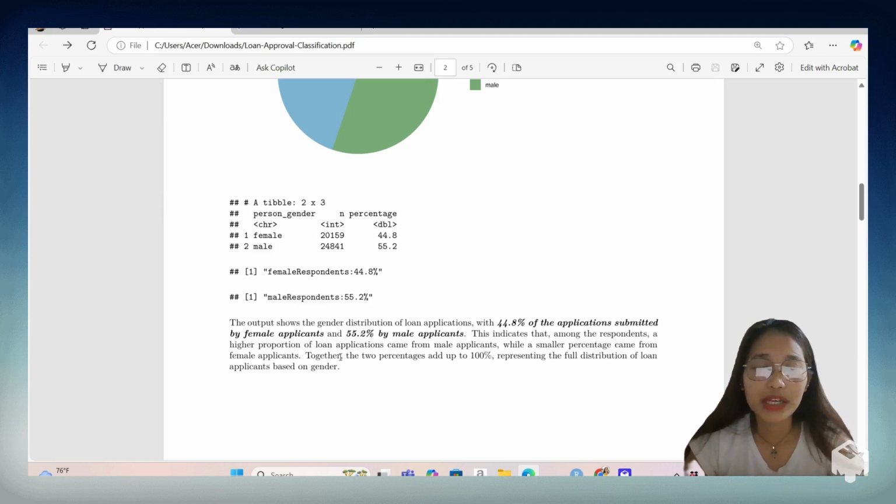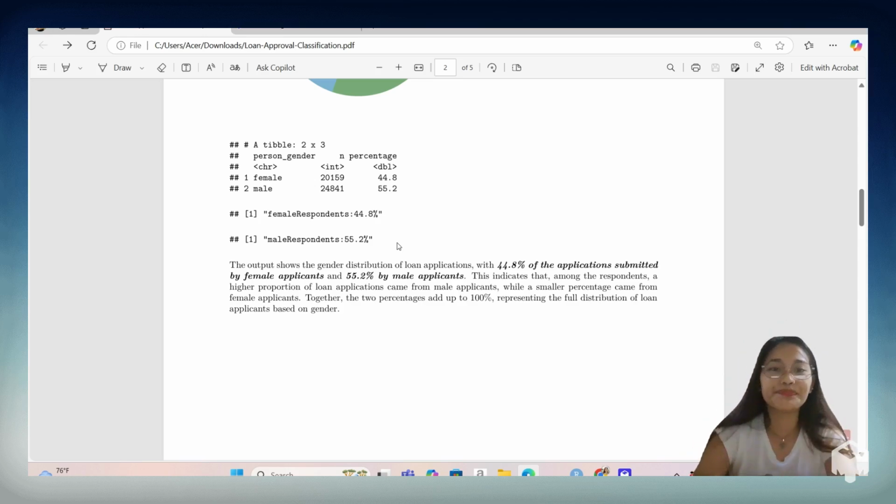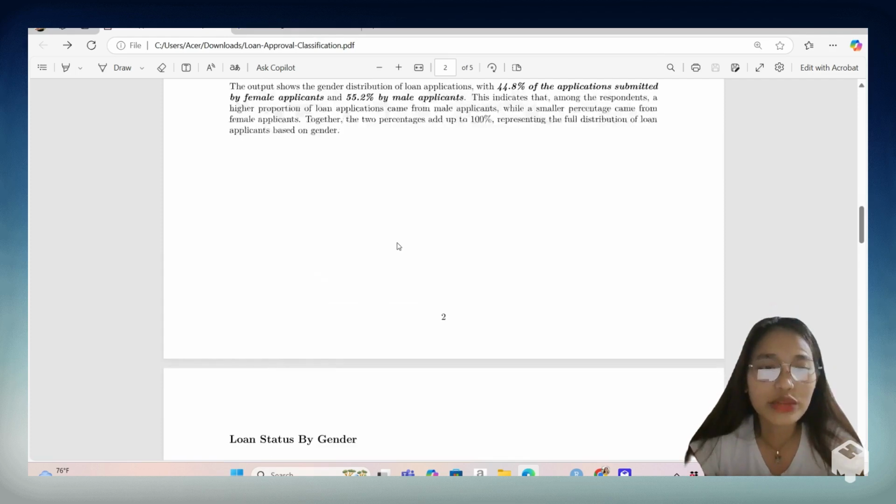So the output shows the gender distribution of loan applicants. Here we have 44.8% of the applicants who are female and 55.2% who are male. This indicates that among the respondents, a higher proportion of loan applicants came from males, while a similar percentage came from females. To sum it up, there is 100% representing the full distribution of loan applicants based on gender.